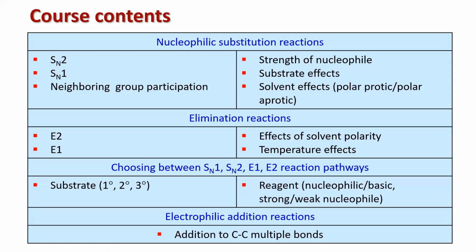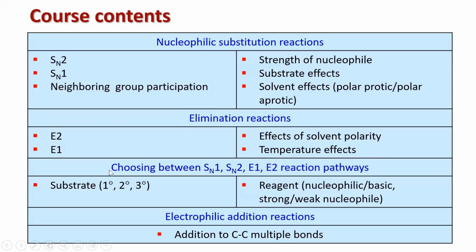So with that, let's see what we have to study in this course material. Now we are going to study nucleophilic substitution reactions. Under that, we study SN2 reactions, SN1 reactions, and neighboring group participation, and the strength of the effects on those reactions: the strength of the nucleophile, the substrate effects, and solvent effects. Solvents, whether polar protic solvents and polar aprotic solvents are going to behave differently. And then we'll study elimination reactions. The main two types are E2 and E1. And then we'll study effects of solvent polarity and temperature on elimination reactions.